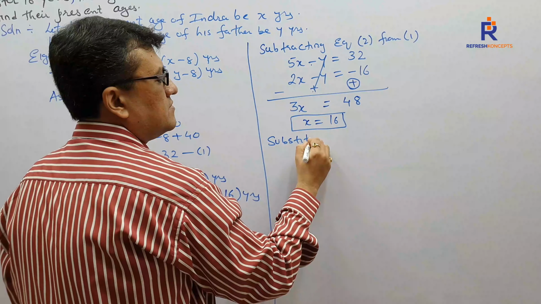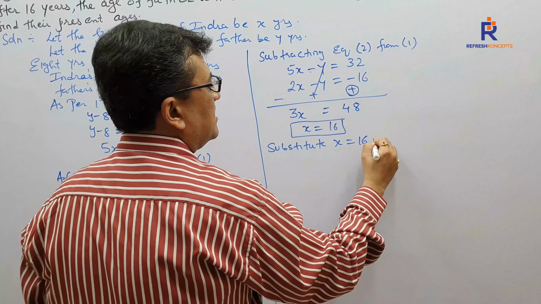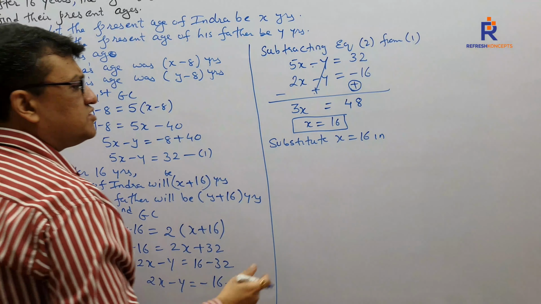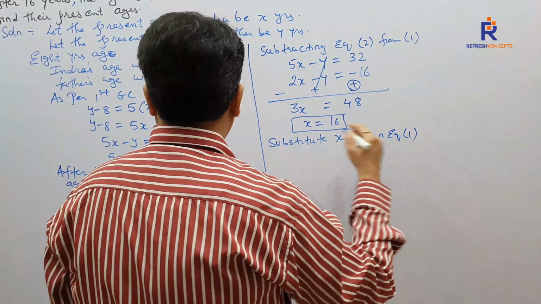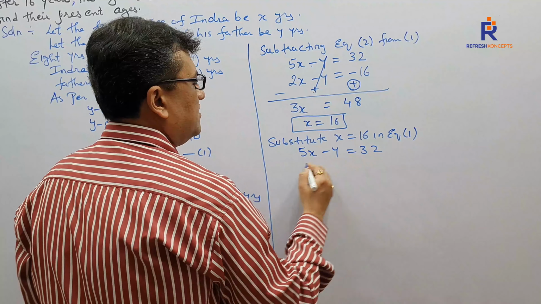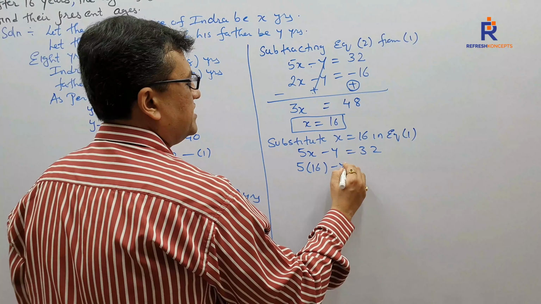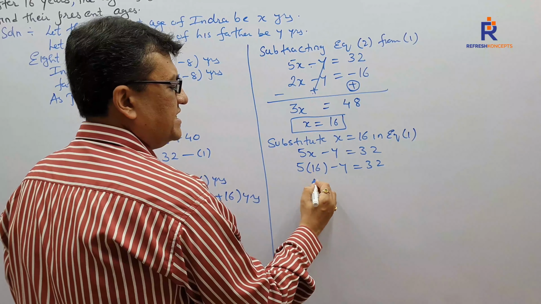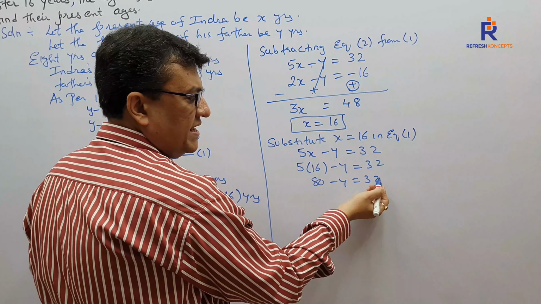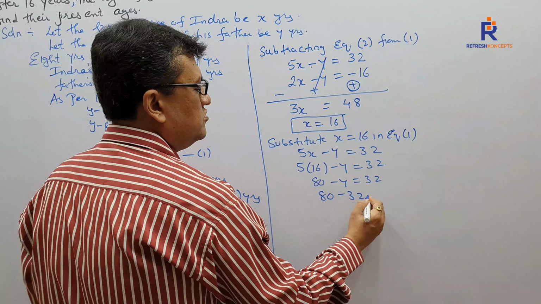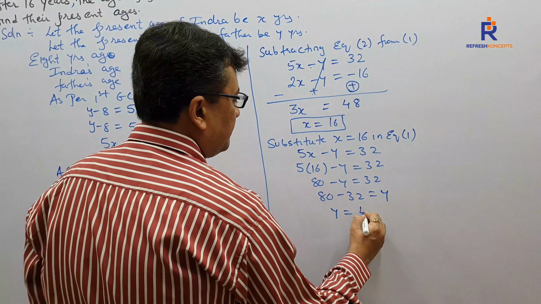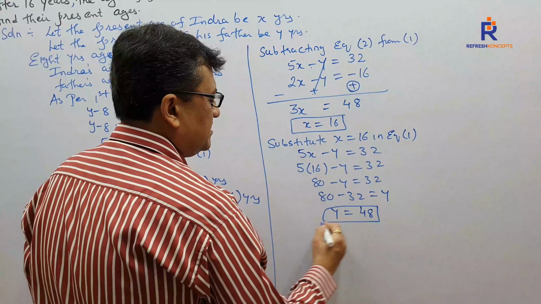Substitute x equals 16 in which equation, children? I feel the first one is good. You can go with the second one also. In equation 1, write down the equation once again. 5x minus y is 32. 5 into 16 minus y is 32. 80 minus y is 32. Shift this minus y over there and 32 here. 80 minus 32 is y. So what is y then? 80 minus 32. What is y then? 48.